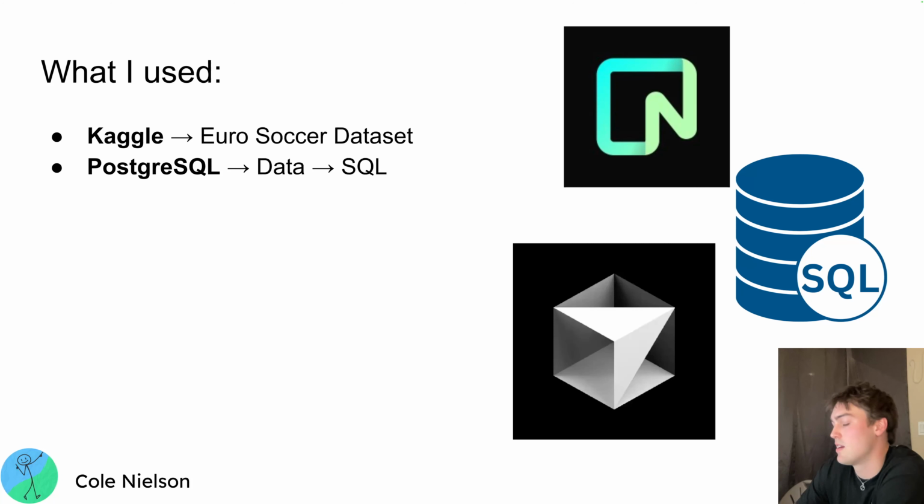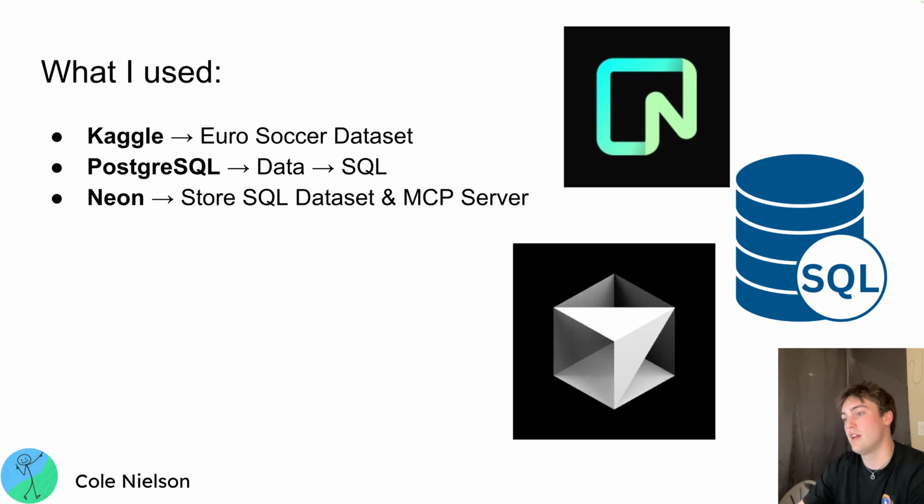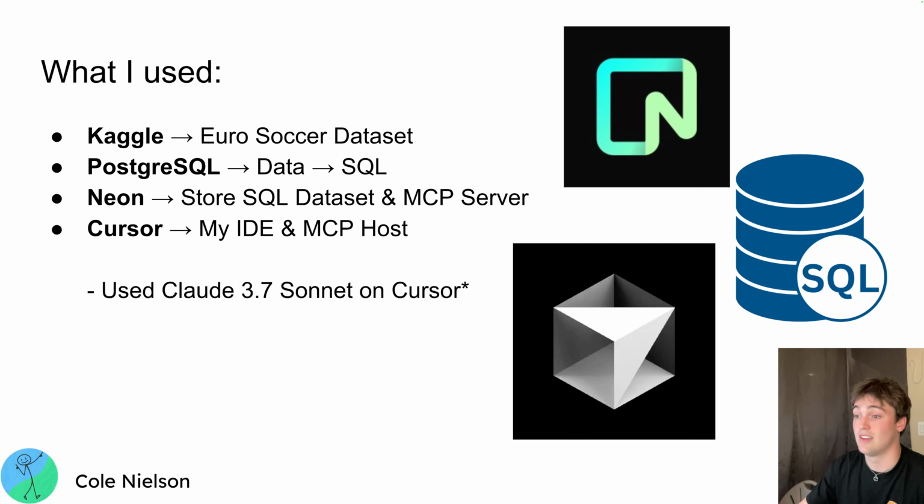And then I used PostgreSQL, I think is how you say that. And I transferred that data from Kaggle into SQL. And then Neon is an online database where I can store that SQL data set, and it also has an MCP server. And then Cursor, which is the IDE I used, and can also host the MCPs, is how I was able to query, and it referenced Neon for the data. I used Claude 3.7 Sonnet on Cursor. That was the LLM I had selected.